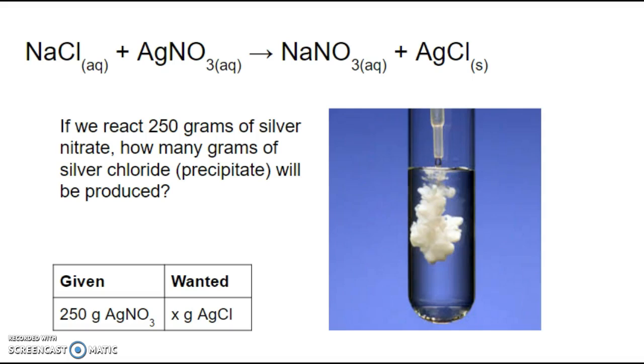So how do we go from the mass of one to the mass of another? Because we can't convert directly between the two. We don't have a ratio for the mass of silver nitrate and the mass of silver chloride in our formula. We only know the moles, the mole ratios from this chemical reaction equation. So let's see what our first step will be.